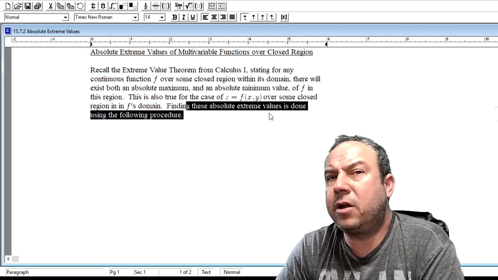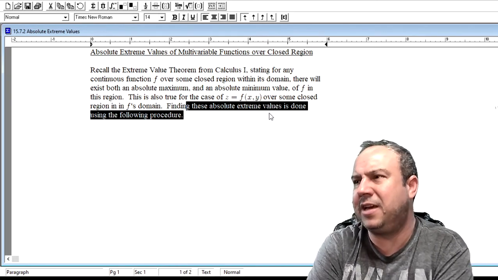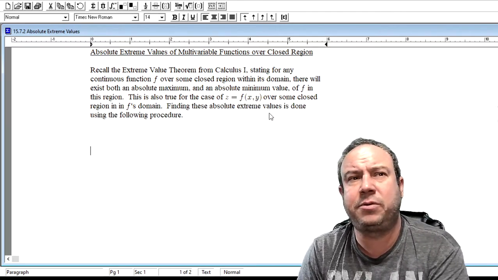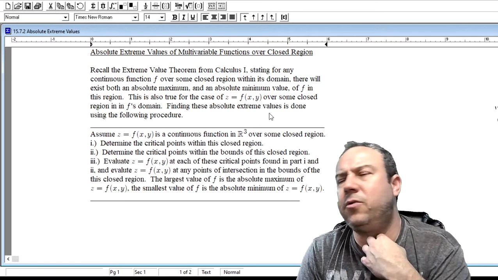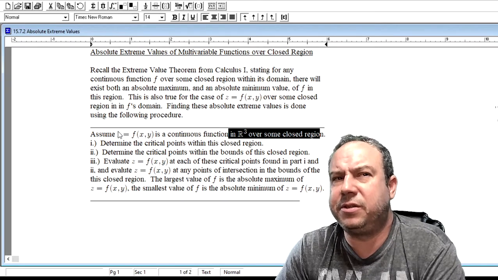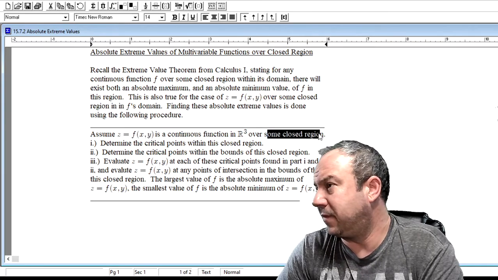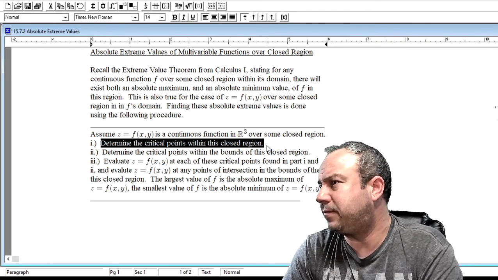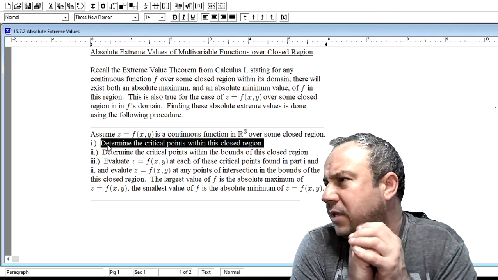The way we are going to go about finding these absolute extreme values is very similar, or analogous, to the cases that we saw back in Calculus 1, and it's described in the following procedure here, folks. We start by assuming that we have a continuous function in our three-dimensional space over some closed region. This continuous function is equal to f of x comma y over this closed region. First, we determine the critical points within the closed region. You're going to look within the region and find any critical points.